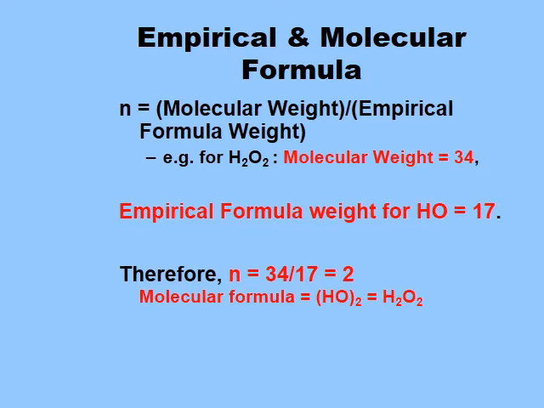Now here we're showing you one example. If molecular weight is 34, empirical formula weight is 17, so basically you divide molecular weight by empirical formula weight, and in this case that gives you 2. 34 by 17 is 2. That means molecular formula will be obtained by empirical formula times 2. So n is the multiplicative factor, and that gives H2O2.